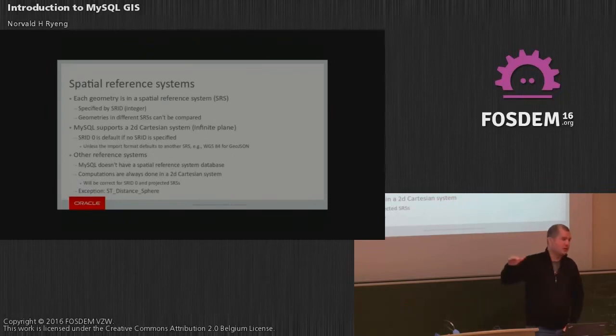So you can use those codes and can be pretty sure that you will get what you expect. But for the moment, all calculations are done using this flat space. So if you use something that is ellipsoidal, then at some point it will change how it calculates this.